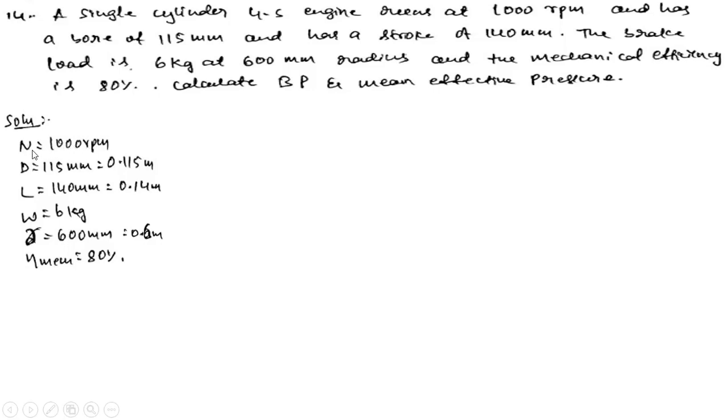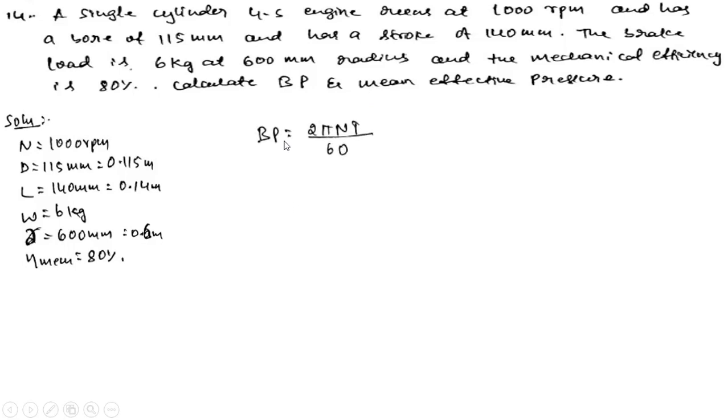So we will write down all the data given. Speed is 1000 rpm, diameter of the cylinder or bore is 115 millimeter, 0.115 meter. Stroke length is 140 millimeter, it's 0.14 meter. Weight, that is load on the brake drum, is 6 kg and radius of that is 600 millimeter, it is 0.6 meter. Here they have directly given radius. Sometimes they will give the diameter, but here directly they have given radius. So 600 millimeter, it is 0.6 meter. Mechanical efficiency is 80%. By making use of this, we will calculate brake power and mean effective pressure.